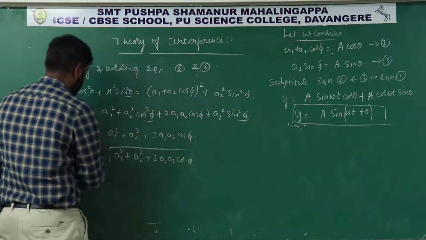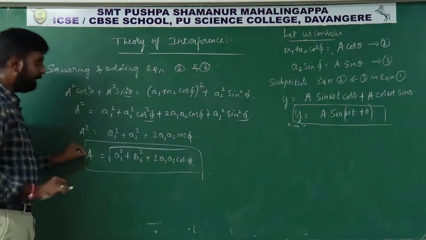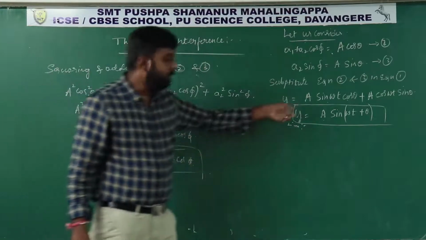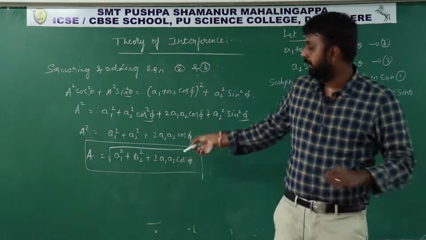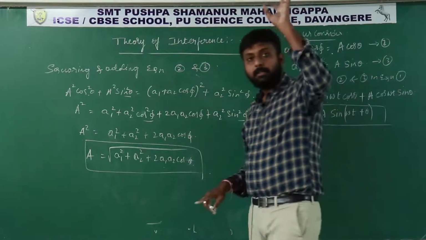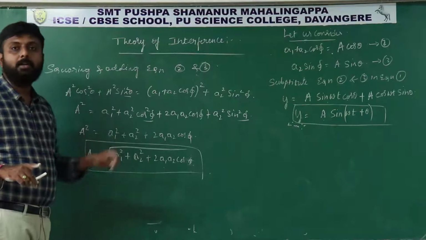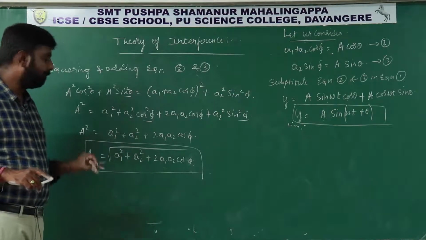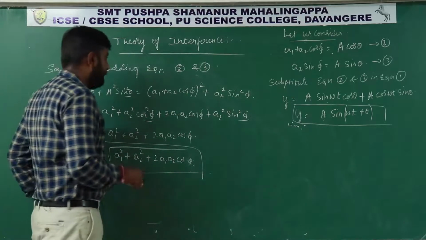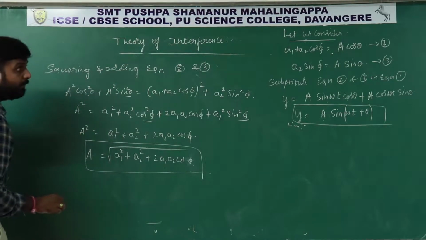So this expression is used to find the amplitude of the resultant wave, where A1 is the amplitude of the first wave and A2 is the amplitude of the second wave. They will superimpose, and at that point you will get a resultant wave. That resultant wave amplitude is A. To find that value you have to apply this formula, similar to the parallelogram law of vector addition.